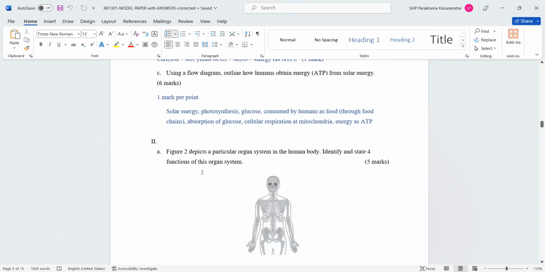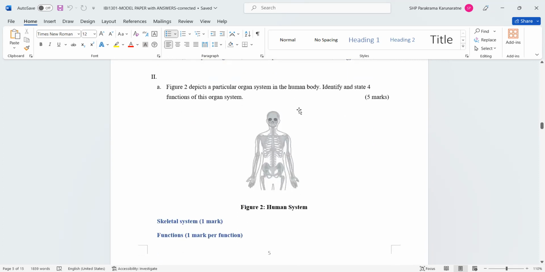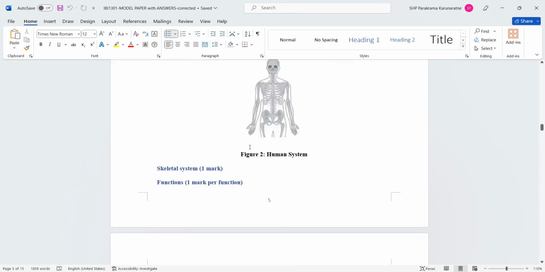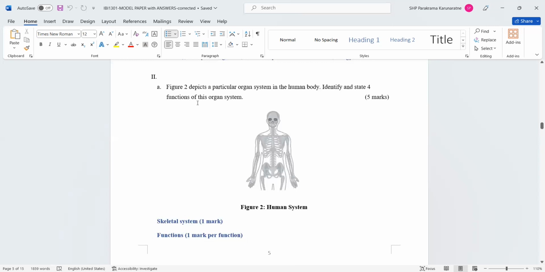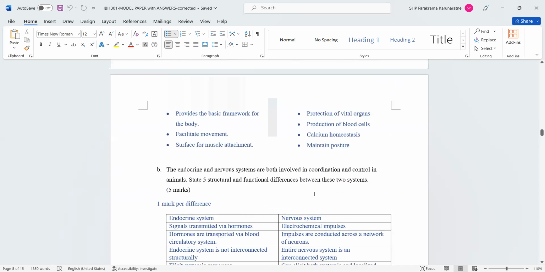And then the second question: Figure 2 depicts a particular organ system in the human body. Identify and state 4 functions of this organ system. As you can see, this is the skeletal system in humans. Identify the skeletal system, 1 mark, then 4 functions. 4 functions are given here. From any of these answers, you can write 4 functions.